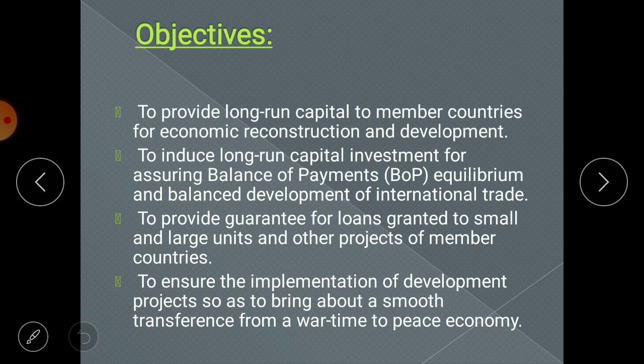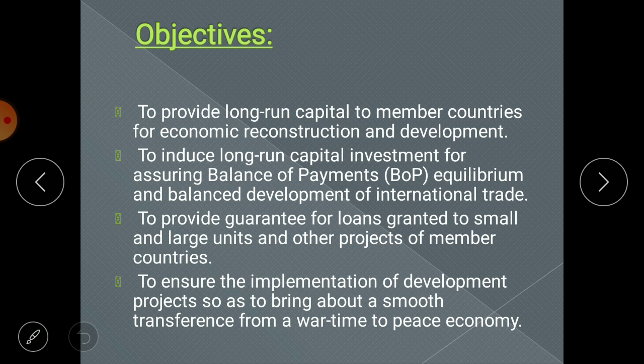To induce long run capital investment for assuring balance of payment equilibrium. Balance of payment is a statement where the inflow and outflow of foreign capital is shown. Simply, it shows the incoming and outgoing flow of capital, the economic relation with other countries. The balance of payment is in equilibrium when we have both import and export on a balanced basis.